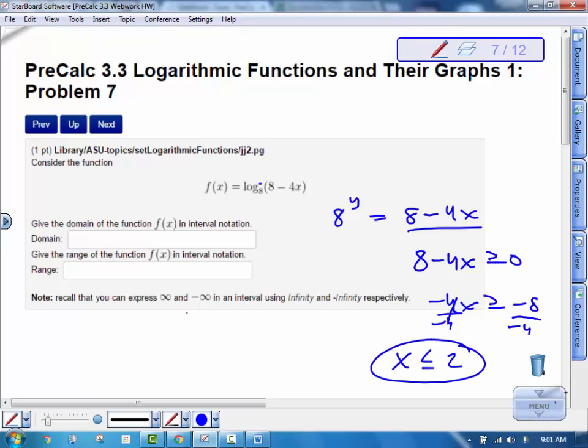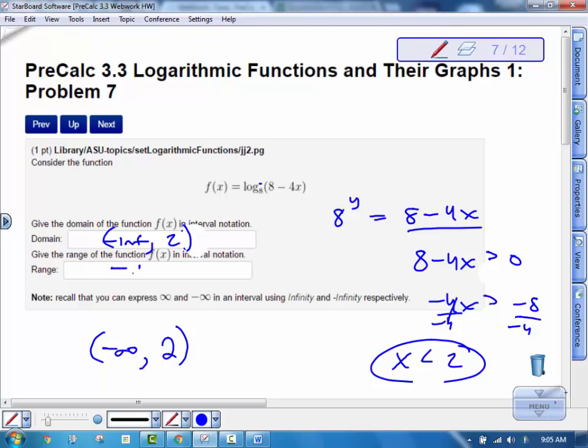That's my domain. I'm going to write that as negative infinity all the way up to 2, including 2. So negative infinity, comma, 2 bracket. The range of the function then, actually this should be parenthesis, I'm sorry. This can't be 0. It's got to be greater than 0. So this is going to be less than 2, right? Because you can't have 0. There's nothing you can raise 8 to get 0. So that should be parenthesis.